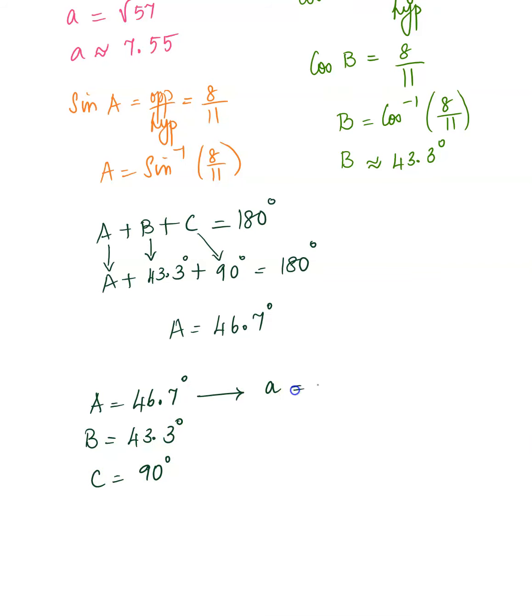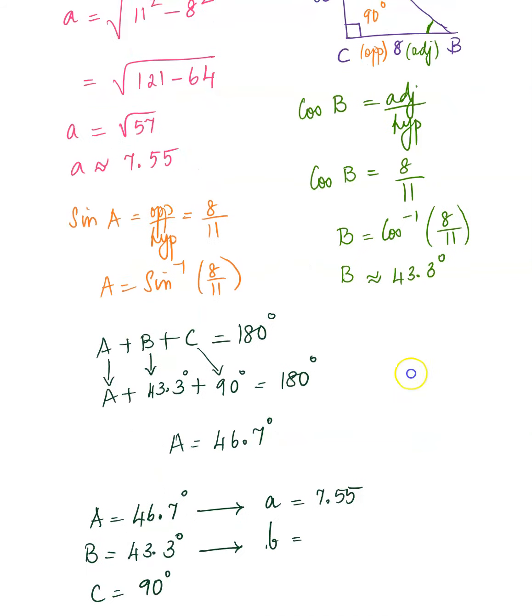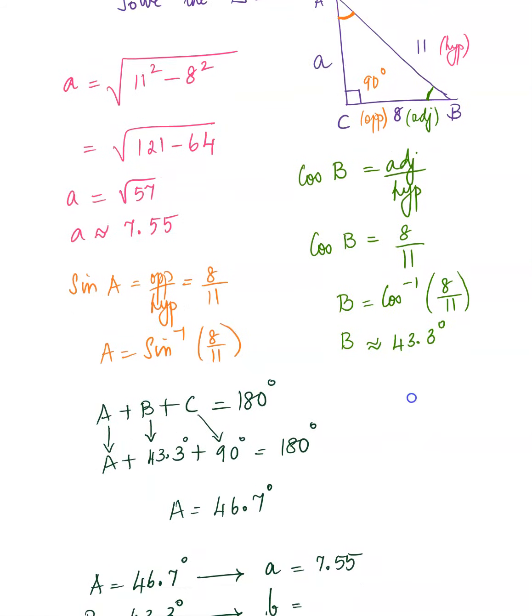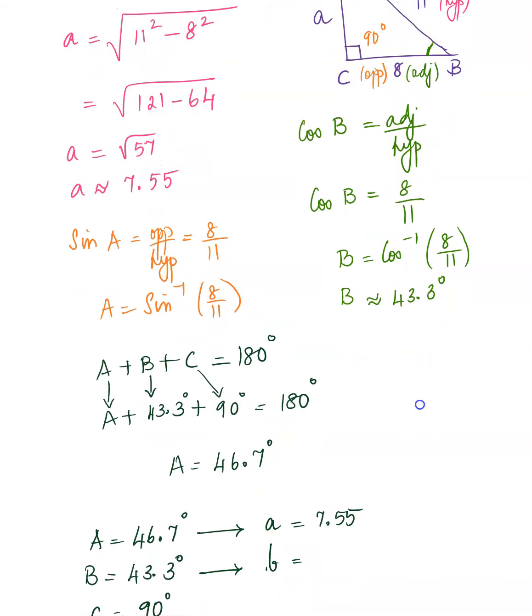Small a is 7.55. If they gave you units, then you have to say like 7.55 meters and things like that. B was, because that was called A, this should be your B, right? The 8.